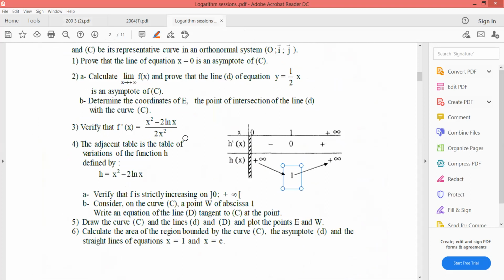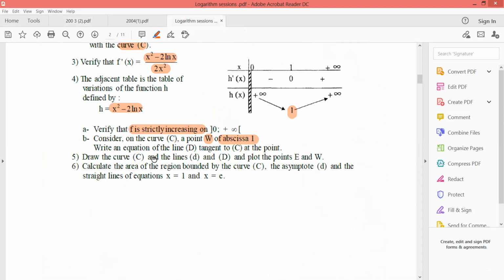Consider on the curve a point W of abscissa 1. Write the equation of the line D tangent to C at the point W. How to write the equation of the tangent to C at the point W? Give the equation of the tangent.